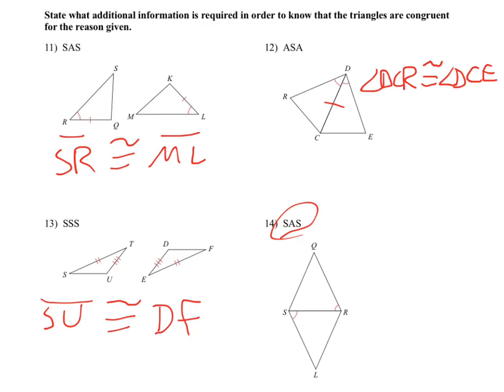On 14, you're trying to get side, angle, side. Start out by adding any congruence marks you know for sure you can put down. So right here in the middle I have the side congruent to itself because it's shared. And that's a reflexive property. And now I need to get side, angle, side.